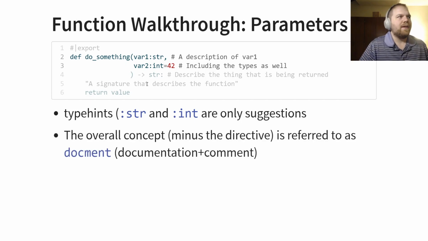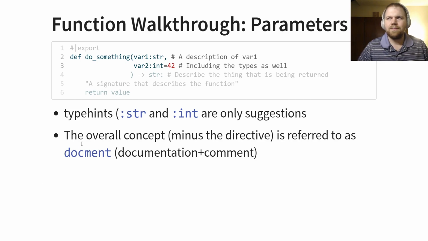And the comment is going to get used in the documentation to create a table, which you'll see in a little bit here. And the overall concept of this, lines 2 through 6, is called docments, which is a combination of documentation and comment. It's a fastcore concept. That's where it lives. You can read more about it there. I think, yep, there's a link to it here.